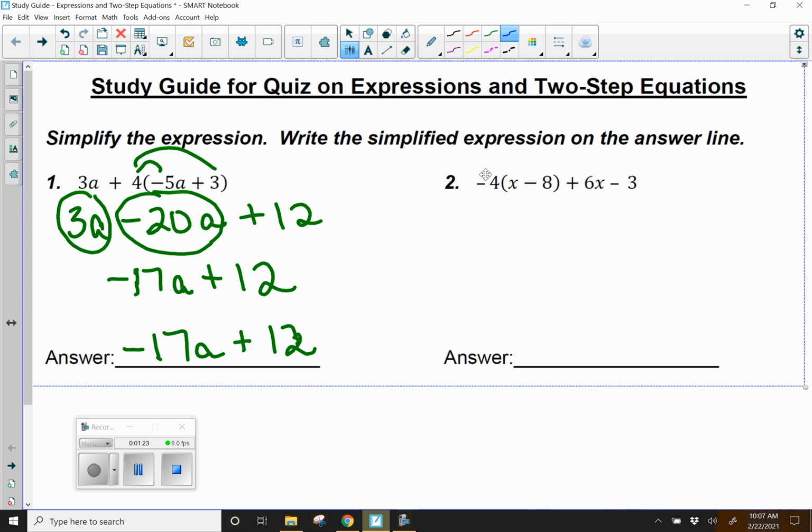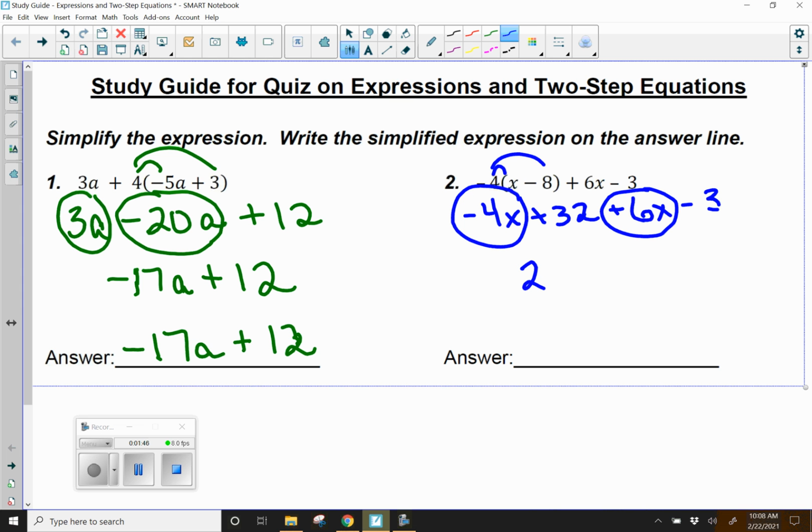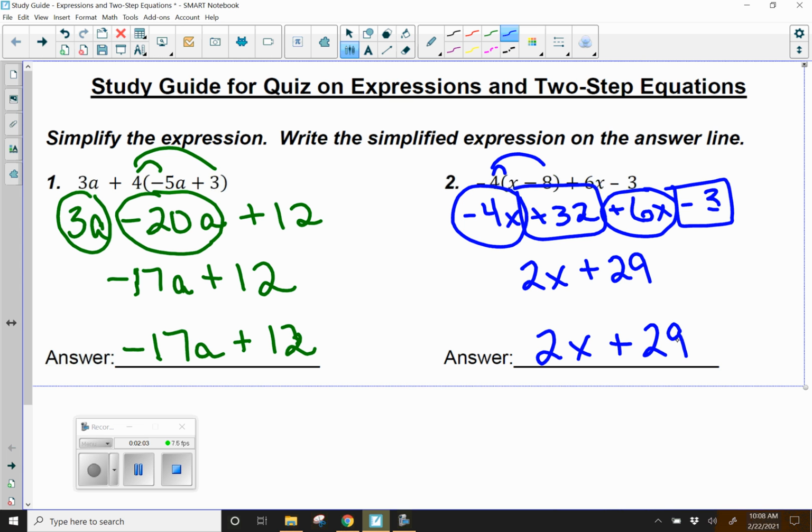Okay, number 2, we have a negative 4 that needs to get distributed. Negative 4 times x is negative 4x. Negative 4 times negative 8 is a positive 32. And then plus 6x minus 3, I'm just going to leave as is. We can combine our negative 4x and our positive 6x, which leaves us with a positive 2x. And then we have a positive 32 and a negative 3. Those are different signs, so we subtract, and we have more positives than negatives. So that leaves us with a positive 29, making our final answer 2x plus 29.